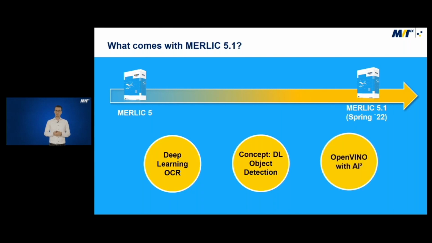And the first concept tool we will provide is the deep learning object detection. And last but not least, our deep learning accelerator support, OpenVINO, with our AI Square. And I think OpenVINO is a good keyword for Mario, and he will explain to you that OpenVINO has nothing to do with drinking wine.